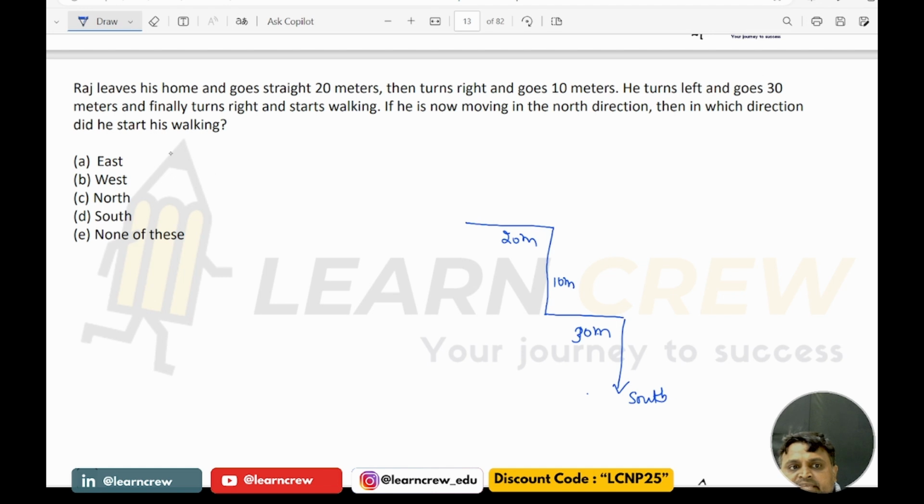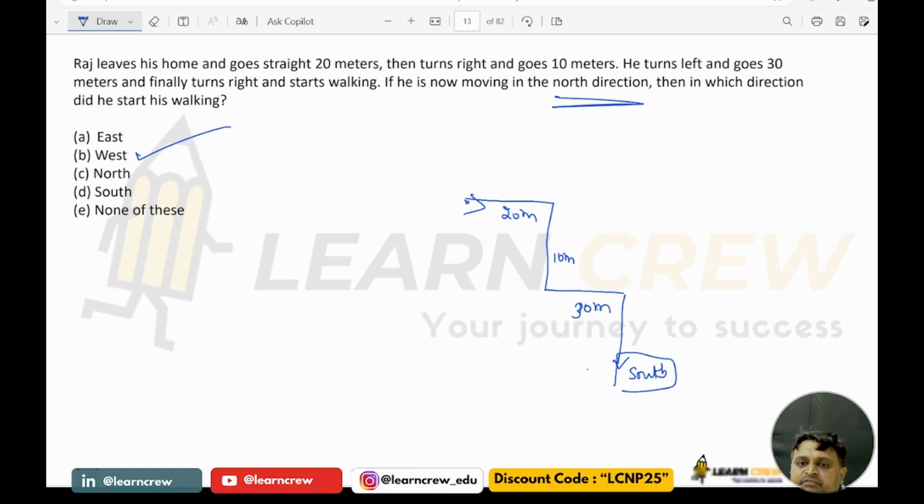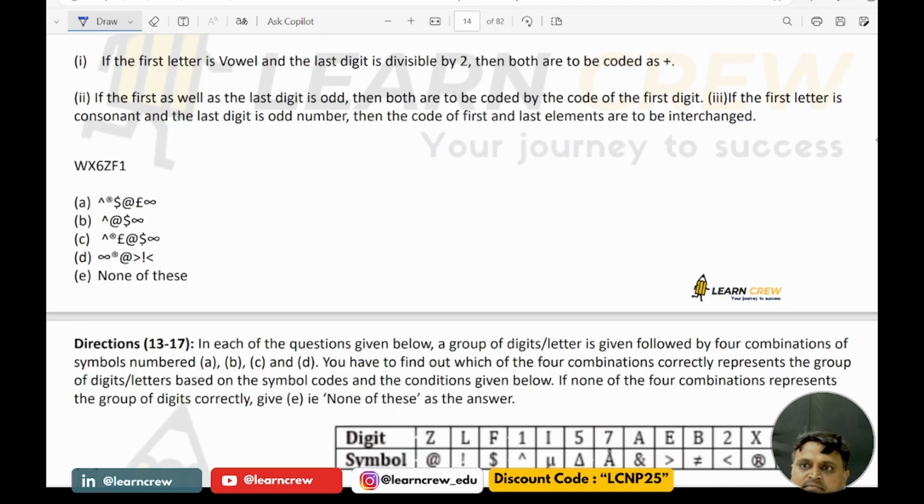But when I have taken east, I have got the final direction south. So the answer would not be east. Finally he is moving in the north direction. So the answer would be west. Next.